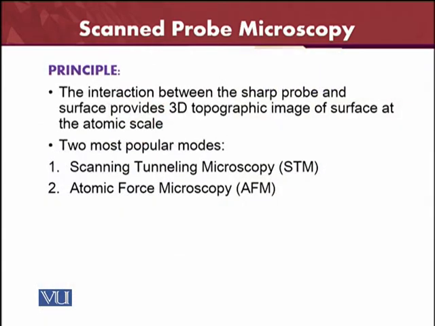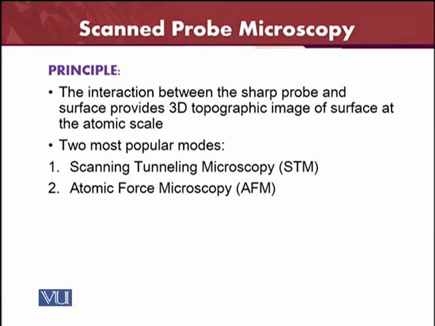The basic principle behind scanned probe microscopy is the interaction between a sharp probe and the surface, which provides a 3D topographic image of the surface at the atomic scale. The two most popular modes of scanned probe microscopy are scanning tunneling microscopy and atomic force microscopy. This interaction between the sharp probe and the surface gives us a better understanding of an object and of an image.